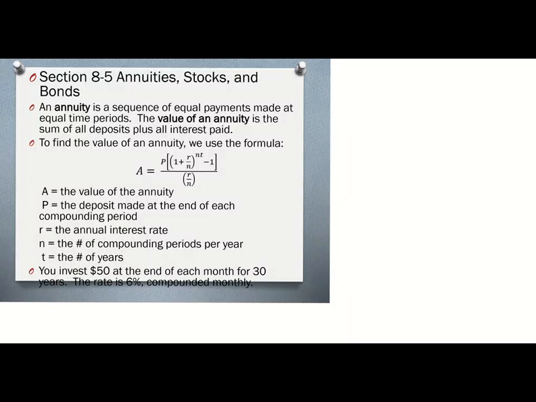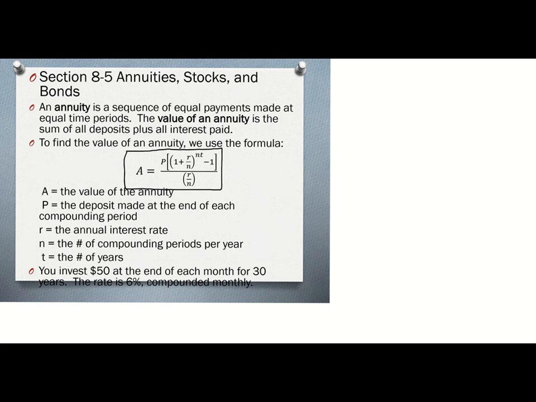Hi everyone, this is Math 102, Section 8.5 on annuities, stocks, and bonds. To calculate the value of an annuity, you're going to use the following formula: A equals P times the quantity of 1 plus the rate divided by n, raised to the nt power, then subtract 1. And all of that is going to be divided by R, the rate divided by the number of times compounded.